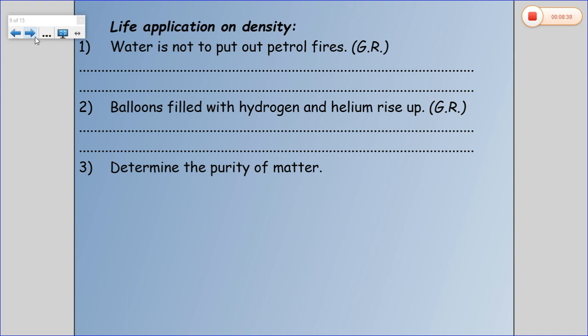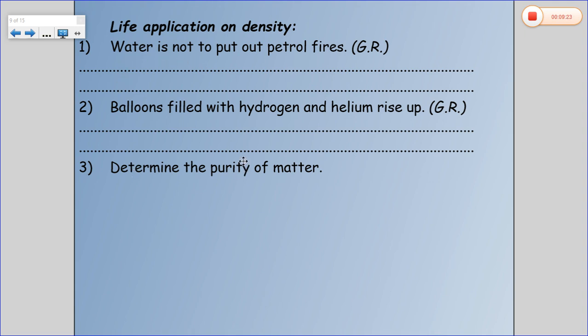We have some life applications related to density, like water does not put out petrol fires. Why is that? Because the oil or petrol has a density lower than water, so when we try to put the fire out with water, the petrol will float on the water surface and continue burning without end. Some balloons filled with hydrogen and helium rise up in air because helium and hydrogen have a density lower than air, so they rise up.